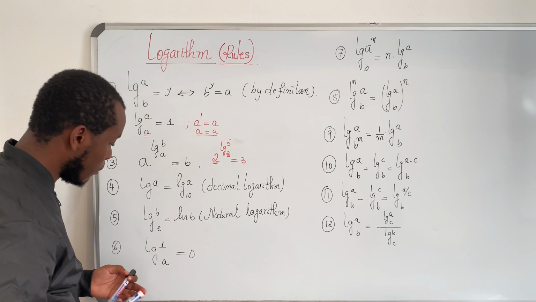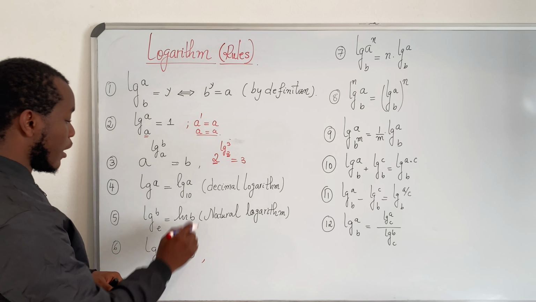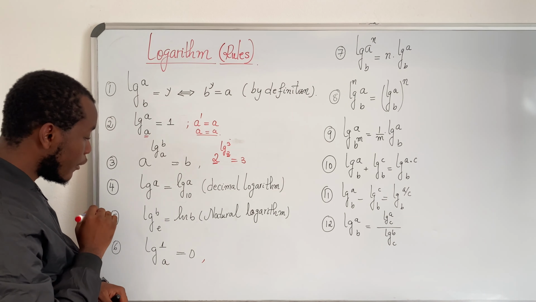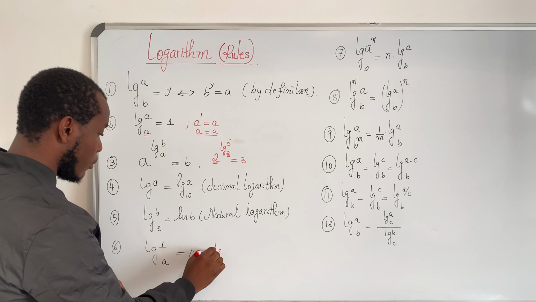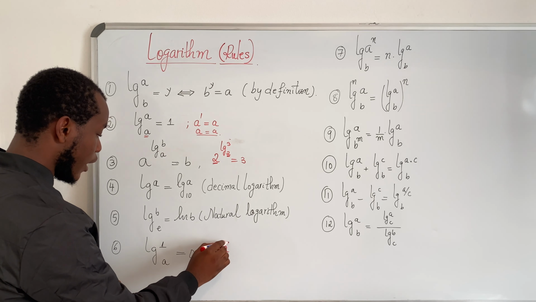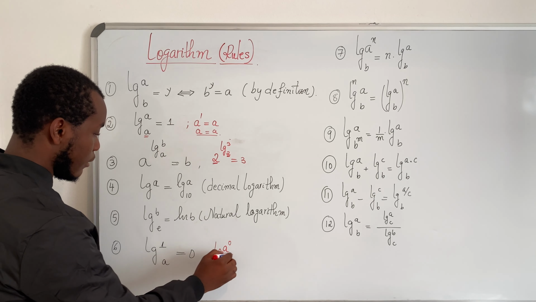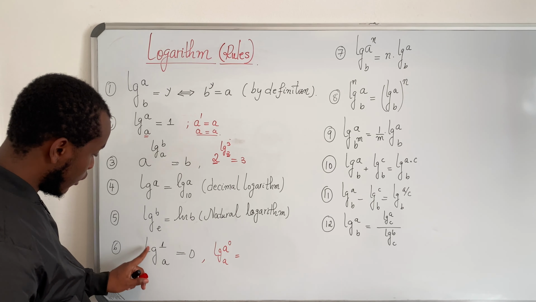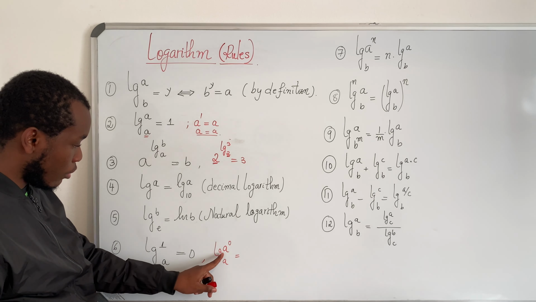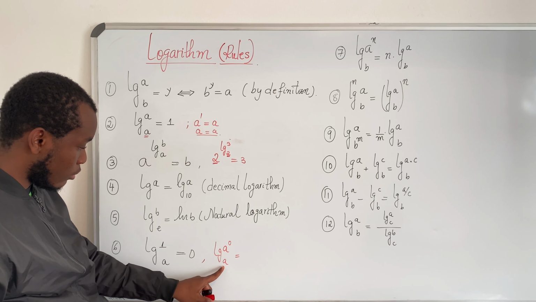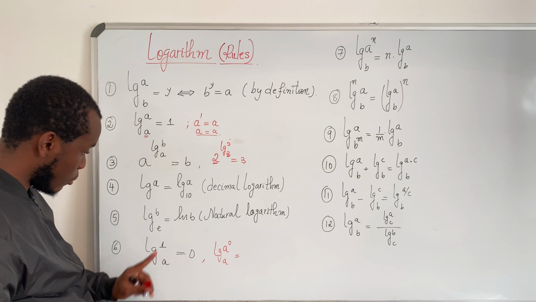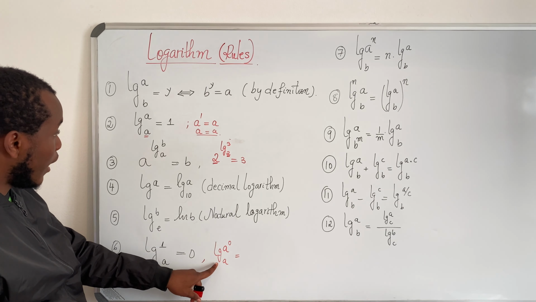And we can quickly demonstrate it by applying the definition. When there is 1, we can say it's log of a to the power 0 to the base a. Okay, this is log of 1 to the base a. This is log of a to the power 0 to the base a. a to the power 0 is 1.